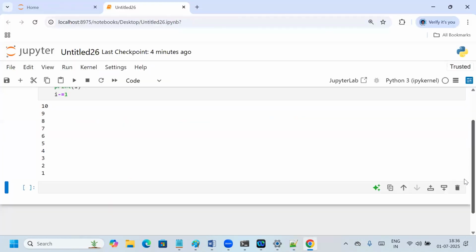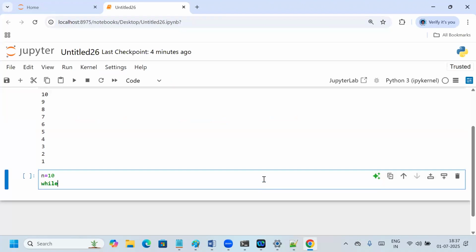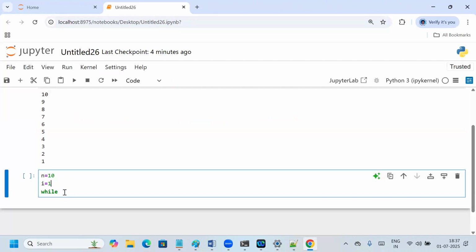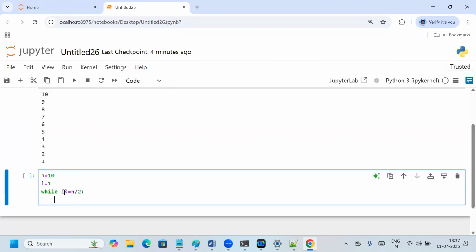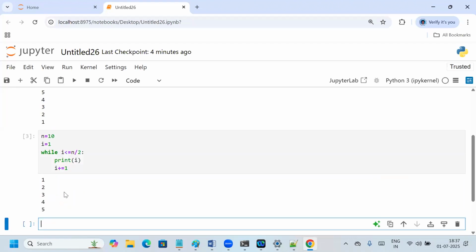Okay guys, see here, I will again take the n value as 10, correct? While I start with I equals 1, fine. And I'm writing I is less than or equals to n by 2. Okay? I am printing, I plus equals 1. What will be the answer guys? 5 comparisons? Yes or no?